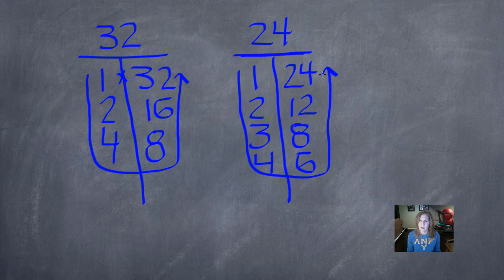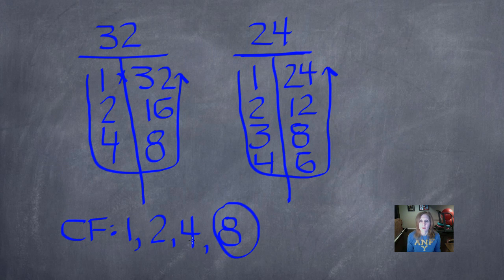So if we were listing out our factors, we would list them from 1 to 32 and 1 to 24. Looking for our common factors, 1 is a factor for both of these numbers. 2 is a factor for both. 4 is a factor for both of those numbers. There it is. And 8 is a factor of both of those numbers. Now, if we're looking for the greatest common factor, it's 8. 8 would be the greatest common factor.